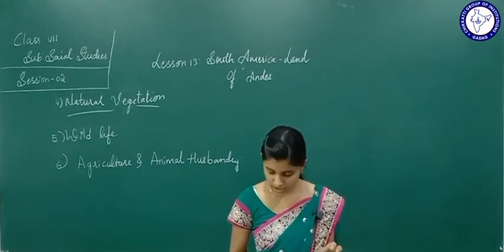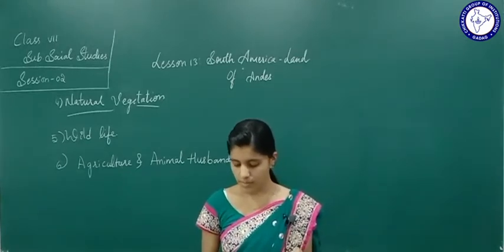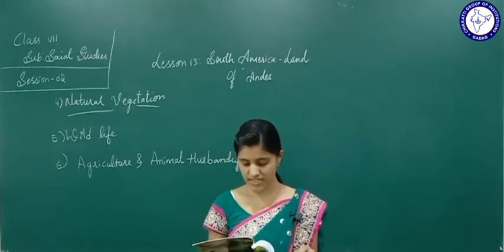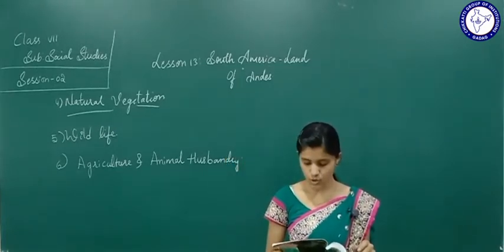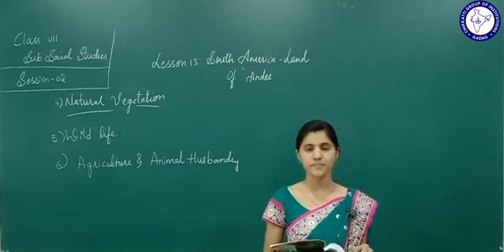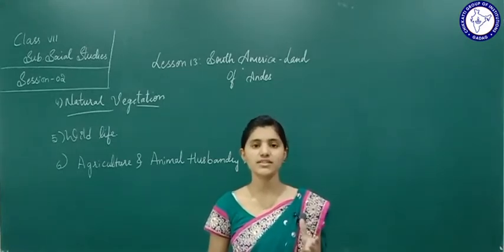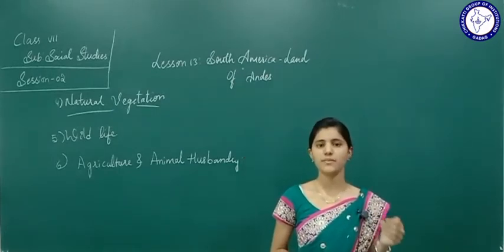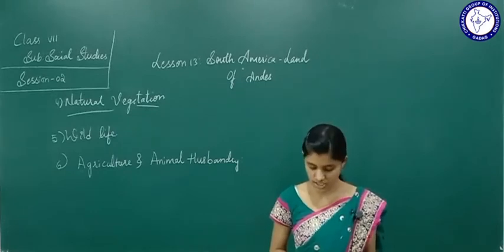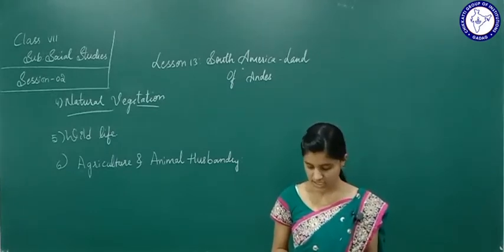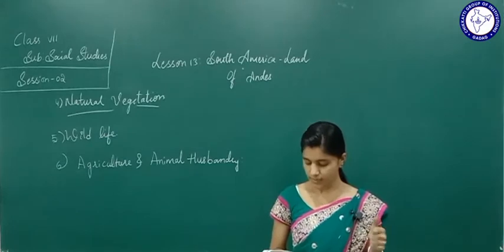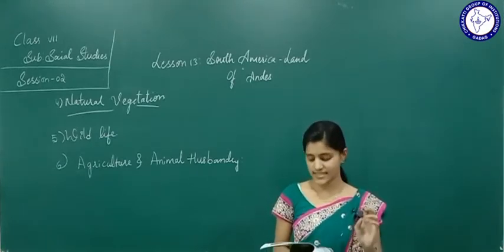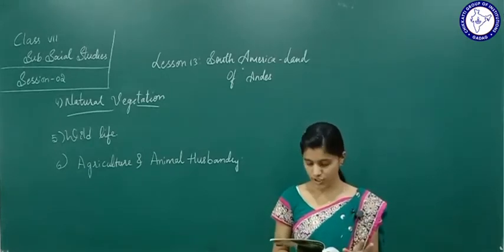The main regions of cultivation are the Pampas in Argentina and Uruguay, parts of Brazilian highlands and east coast and central Chile. They have given a few names which are the main regions where cultivation takes place in a major quantity. Which are those regions? They are Pampas in Argentina, Uruguay, and then parts of Brazilian highlands, east coast and central Chile. These are the regions of cultivation.